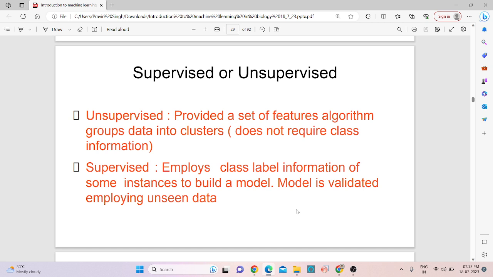So in unsupervised learning, given a set of input sequences, we do not have class labels. If we can extract knowledge out of it, then it's unsupervised. In supervised, we require class labels and then build a model with the class labels, and we can validate it by employing unseen data.